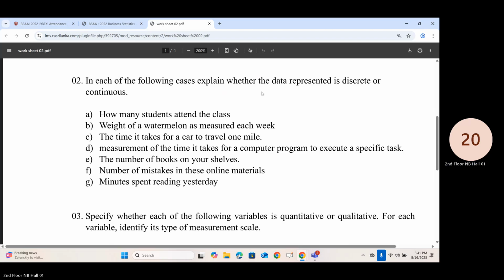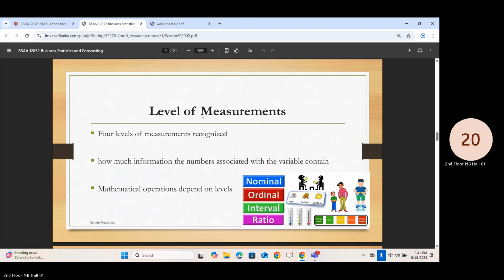The measurements of the time it takes for a computer program to execute a specific task, continuous. The number of books on your shelf, discrete. Number of mistakes in these online materials, discrete. Minutes spent reading yesterday, continuous. Okay, any issues? No? Now we studied the different types of variables. Then we move into the levels of measurements.